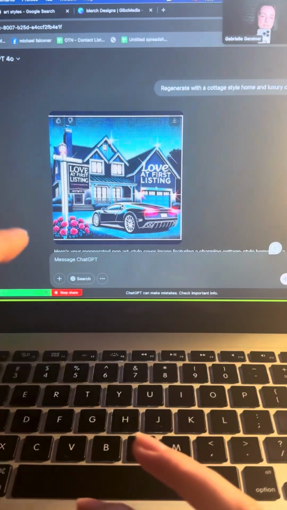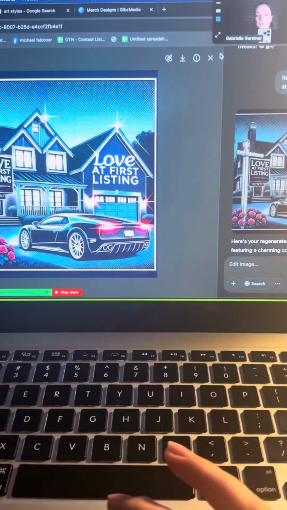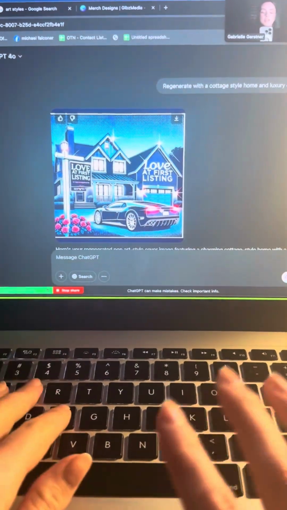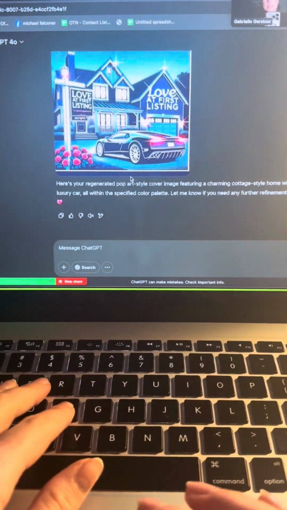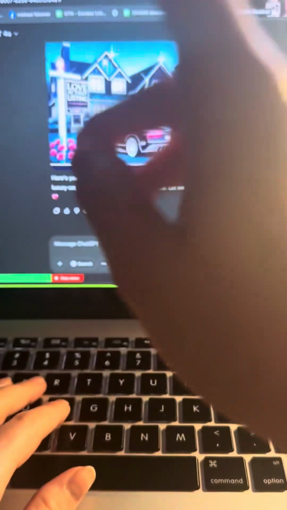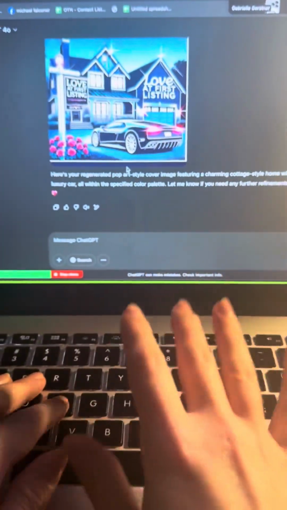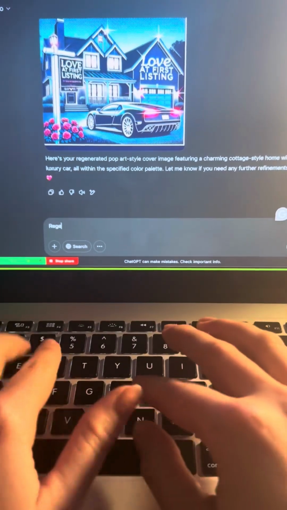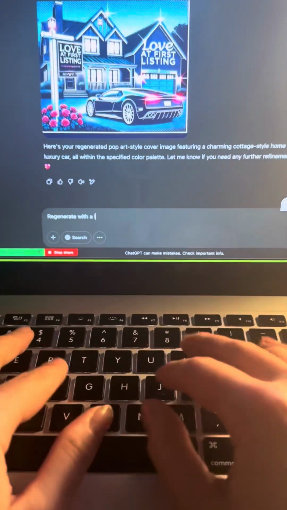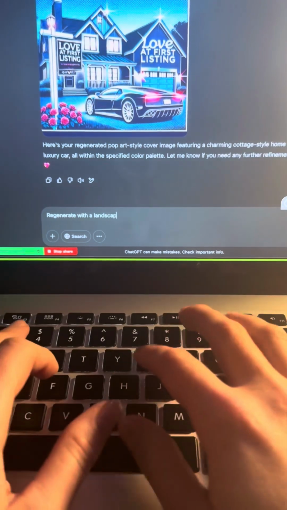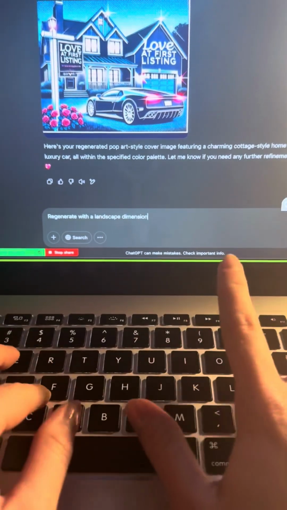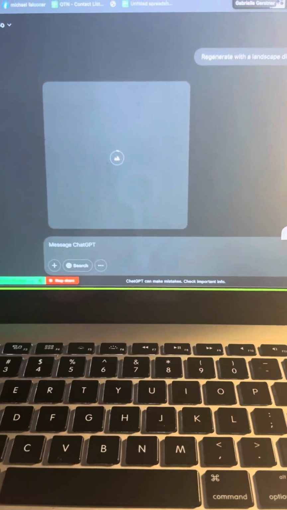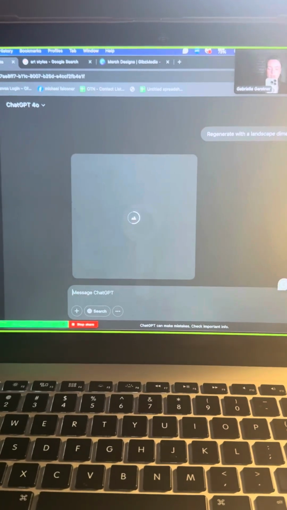You see how it's a square? It's gonna naturally come out as squares always whenever you're using ChatGPT. So we have to ask for the specific dimensions. Usually with any newsletters on email marketing, we want landscape. So basically I'm gonna say regenerate landscape dimension. Landscape dimension. Boom, boom, boom, boom.